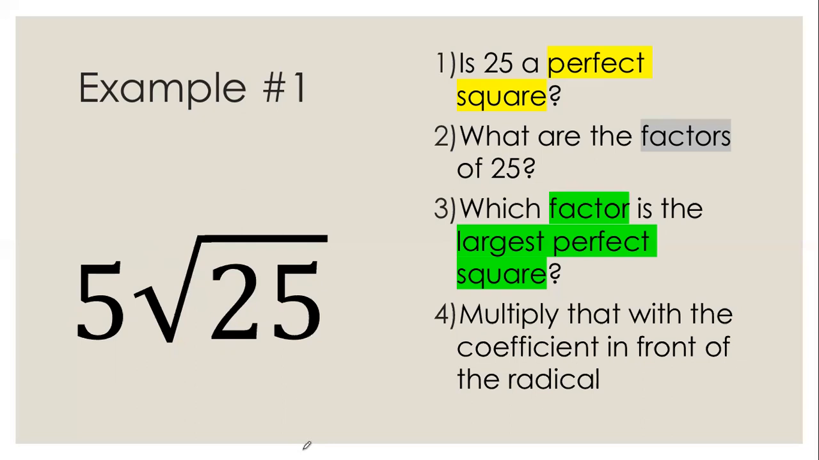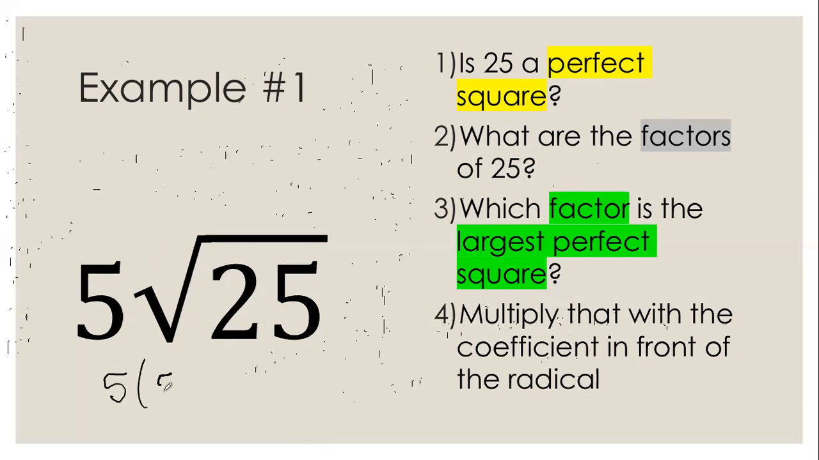Yes. Now, hold on. What's step number 1? Is 25 a perfect square? Yes. What is the square root of 25? 5. So I have 5 times 5. So the answer is 25.